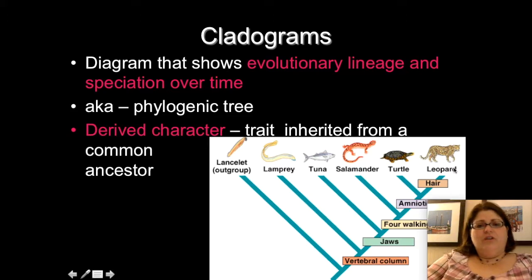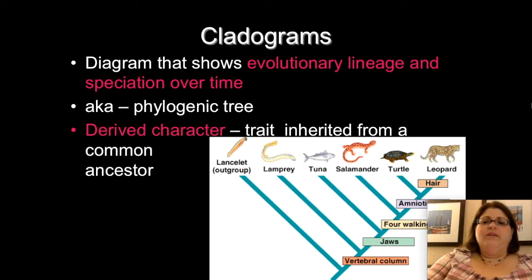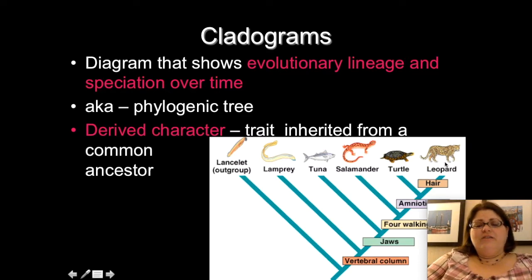On cladograms, a lot of the times what we show are these structures on the bottom. Those structures are called derived characters, and they are characteristics that all of the descendants had in common. So, for example, if we look at the salamander, the turtle, and the leopard, they're all land animals, and they're all characterized by either having 4 walking legs or having ancestors that had 4 walking legs. So, for example, the snake would go up here with the turtle.